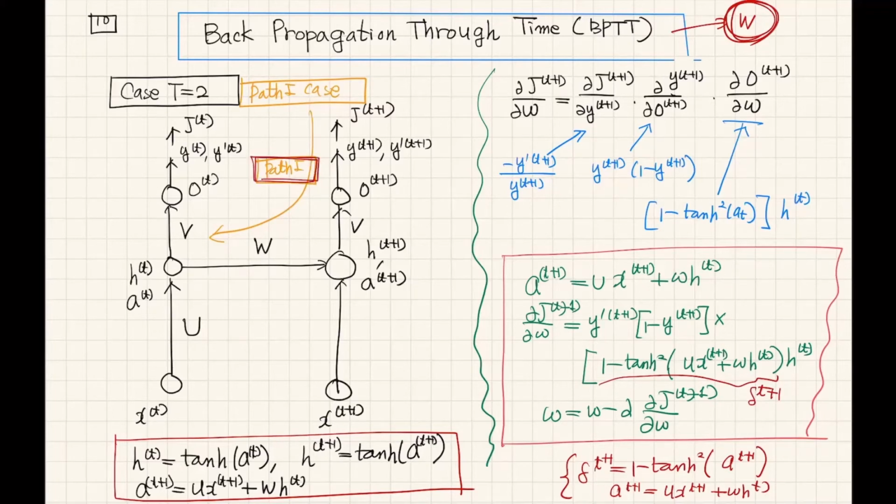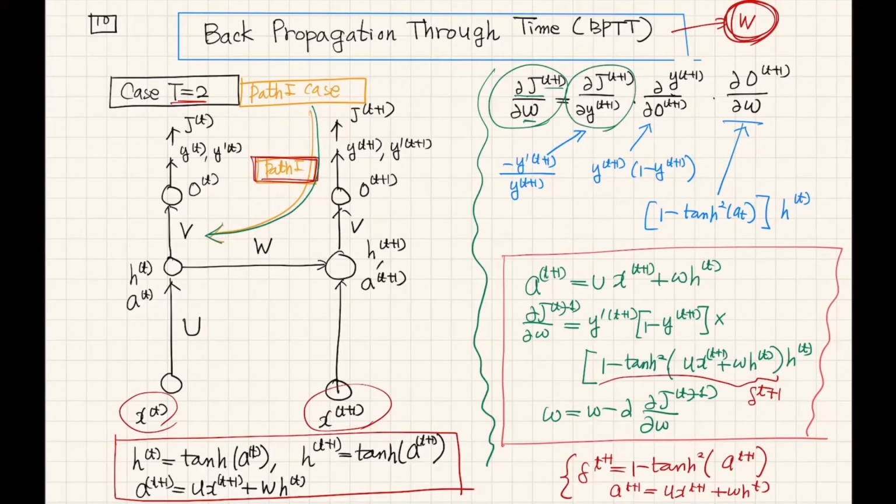Path 1 is the case where t is 2. That means we only have 2 inputs. That is a little bit simple case, but for the derivation and explanation class purpose, it may be okay. So now the backpropagation is this way, then let's look at this. For the derivative of the cost function at t plus 1 with respect to W, if you want to obtain that, first you have to obtain this.